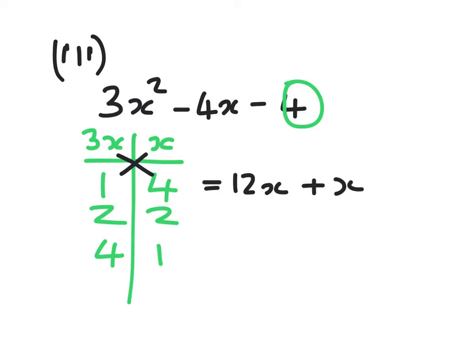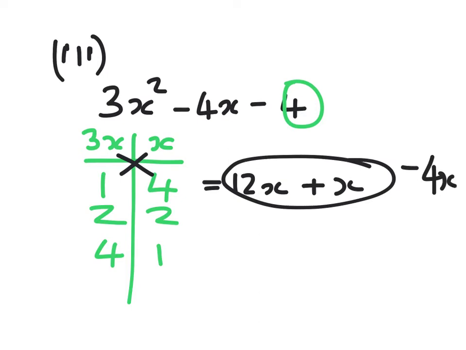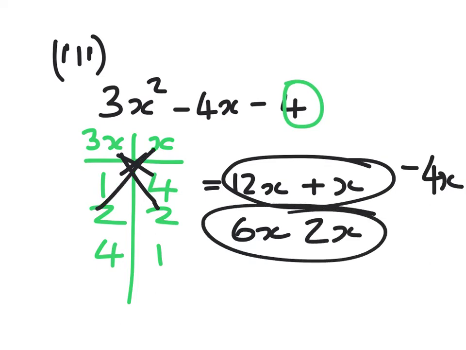Now can I use 12x and x to make negative 4x? I don't think so. Okay, so then you repeat it with the next ones. You do 3x times 2, 2 times x. Right, now can I use these two numbers to make negative 4x? And the answer is yes. I'll let you work out how you do it.